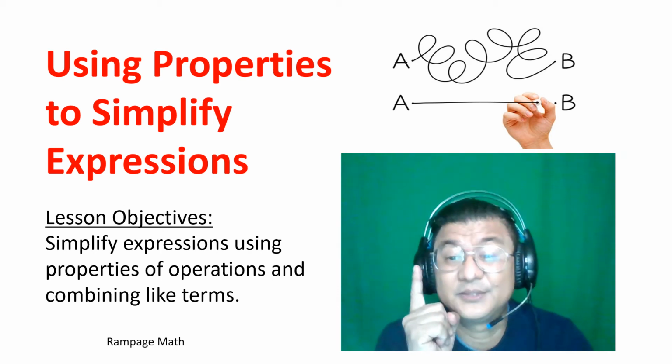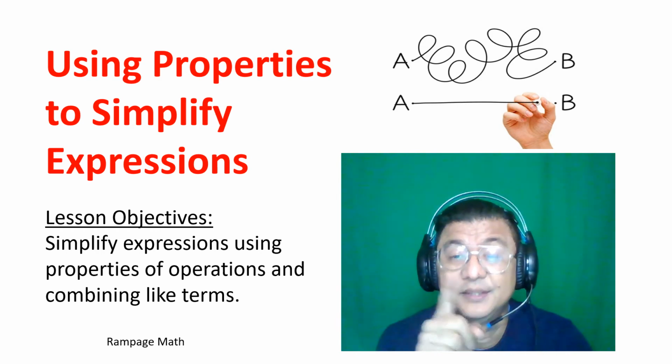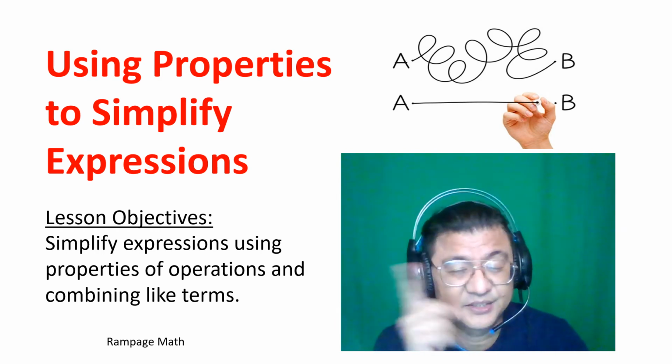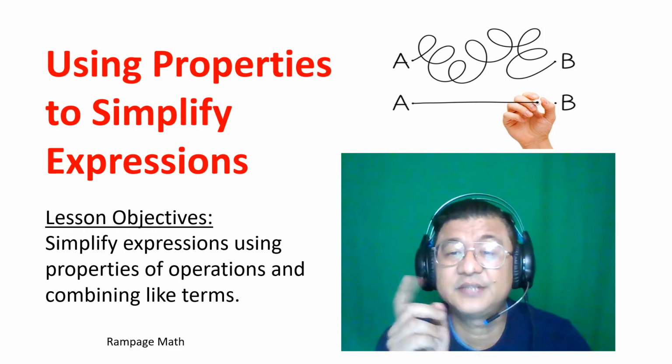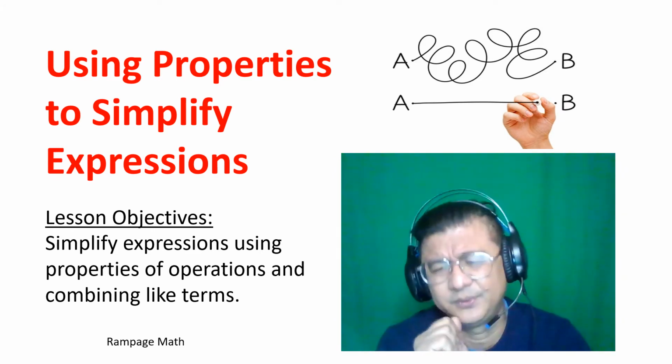Now look at the lines on top of me. Going from A to B, all right? The first one goes around in circles, or curves. The second one going from A to B is just a straight line. It's the simplest way, right?